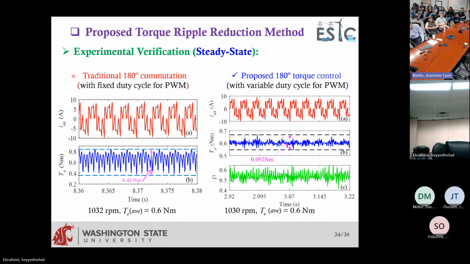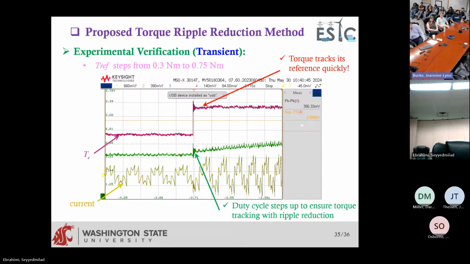So if you apply our proposed method and dynamically adjust the duty cycle within every switching interval, you can see that we have not changed the profile of the current much, but if you look at the torque ripple, the ripple here is around 0.42 Newton meters. We have been able to decrease the torque ripple to 0.09 Newton meters, because we change the duty cycle dynamically like this, instead of having a fixed value like the third one. So we also tested this under transient conditions to see if it adjusts fast or not.